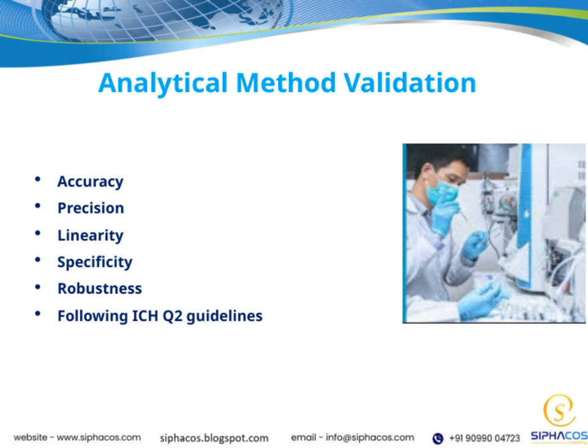a specified range. Specificity is also crucial. It ensures that our method can accurately identify and quantify the analyte even in the presence of other components, like impurities or excipients. Robustness is about the method's resilience, how well it performs under small, deliberate variations in parameters. All of these key points are aligned with the guidelines set by ICH Q2, which serve as a global standard for validating analytical methods. When we follow these principles, we ensure our analytical methods are reliable, reproducible, and suitable for their intended purpose, fundamental for successful analytical method validation.